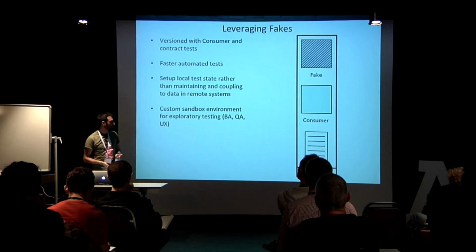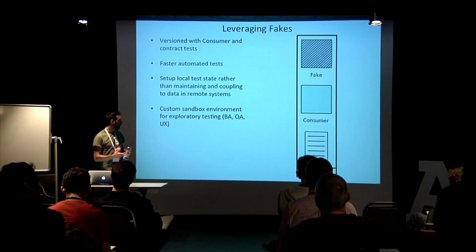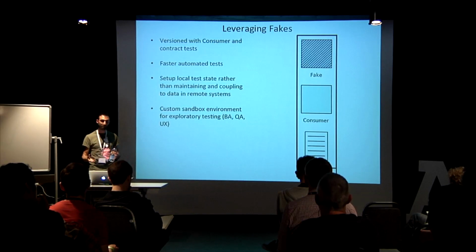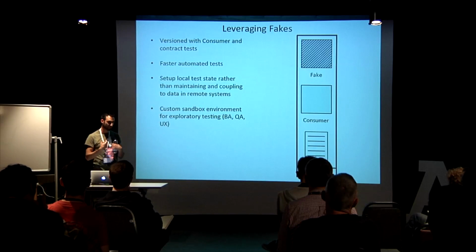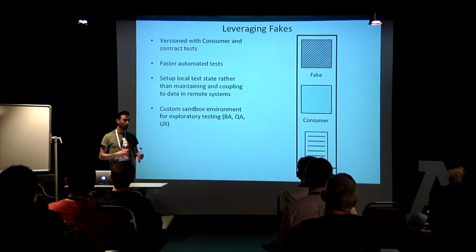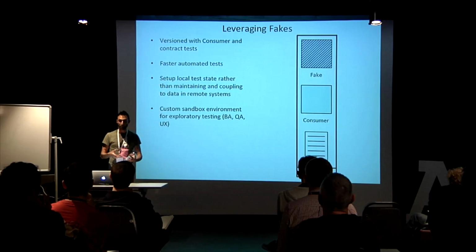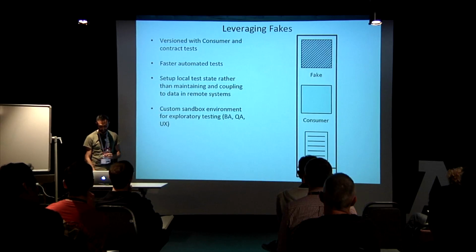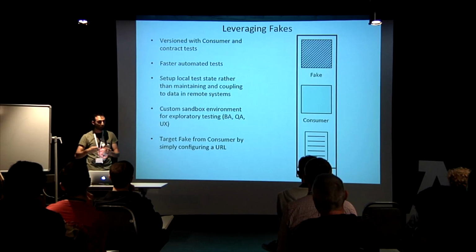Another thing that I've seen work well on projects is essentially creating a sandbox environment. So being able to set up these fakes in a certain state, injecting all sorts of interesting scenarios for users or data, and then starting your application and using that for exploratory testing. On the projects I've been on, I've seen BAs and QAs and UX folks really enjoy that as a way to play with the system easily without having to change the data in other systems and understand all the technical impact there. As I said before, you can essentially just target this fake by changing the URL.